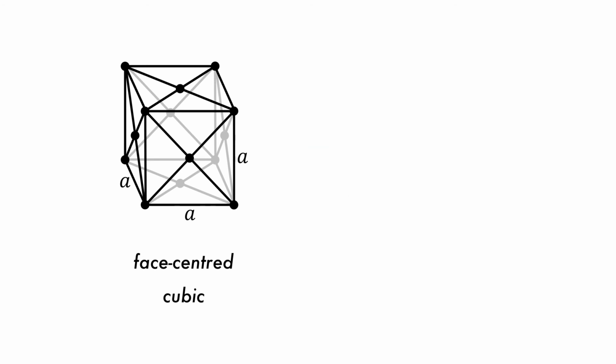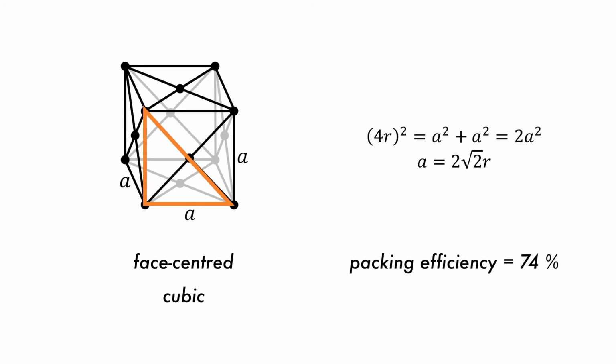Calculation of the edge value is more straightforward for FCC than BCC. We can use Pythagorean theorem, as we know that the face length is equal to 4r. For particles of equal diameter, FCC has a 74% packing efficiency, the highest of the 3 cubic classes we've discussed.